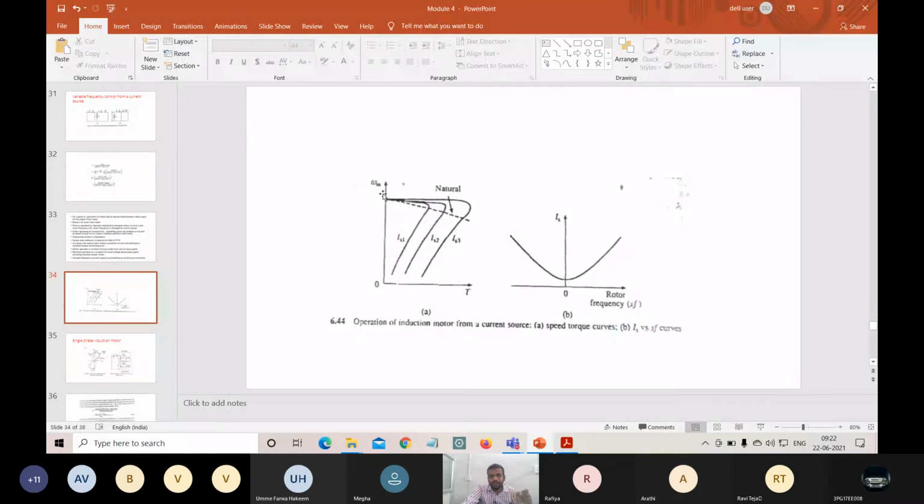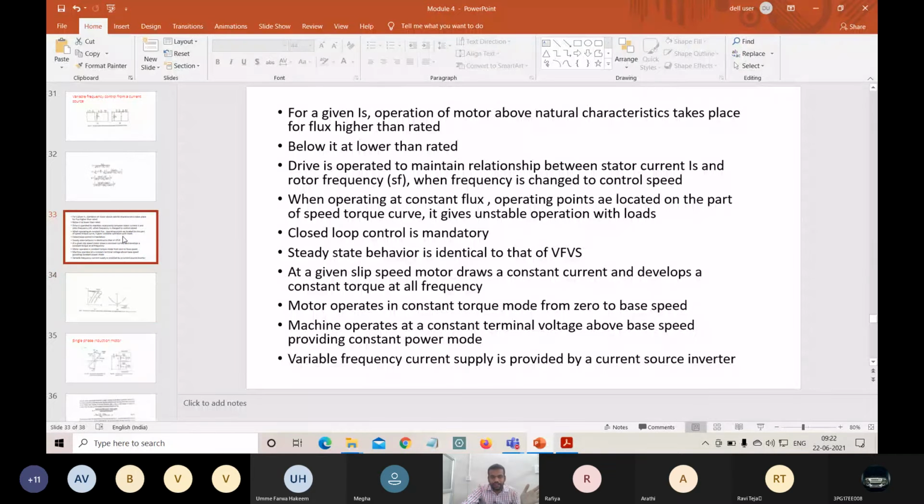So this is not continuous characteristics. So this is a curve-like structure. And the motor operates at a constant torque mode from 0 to base speed value.